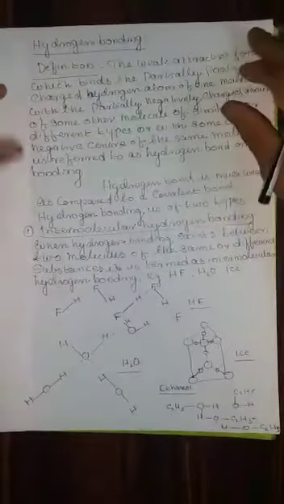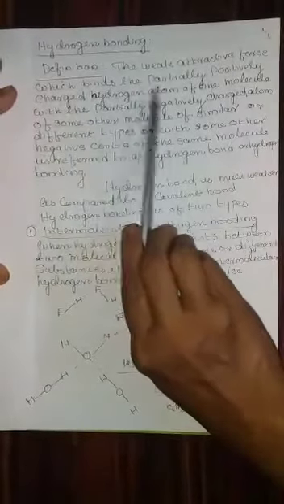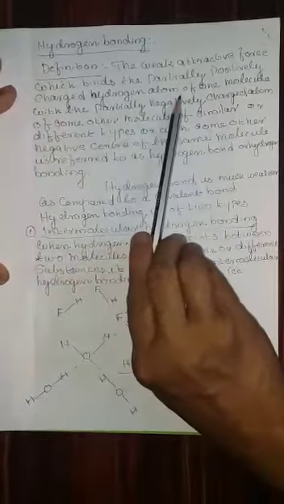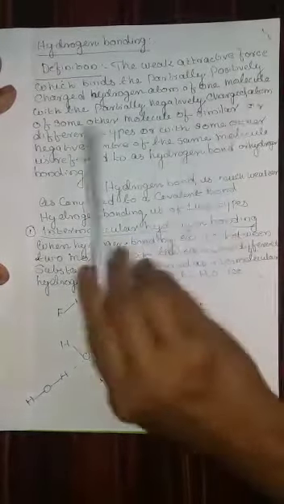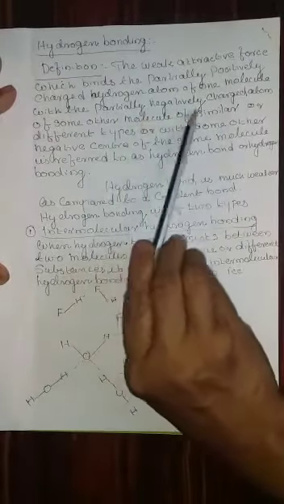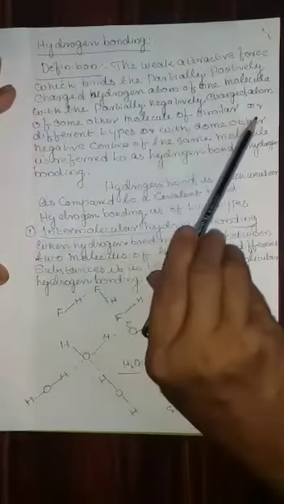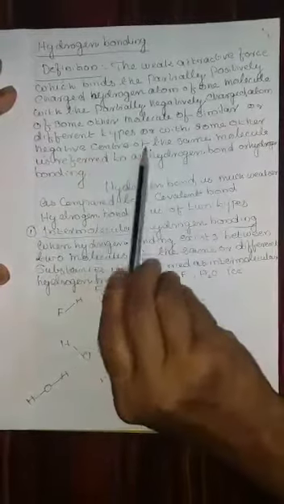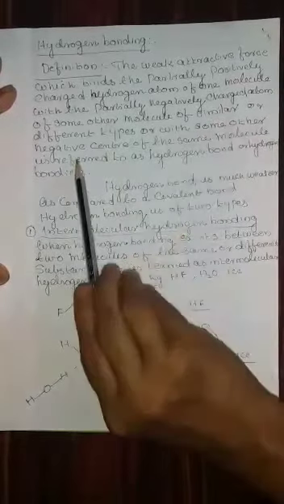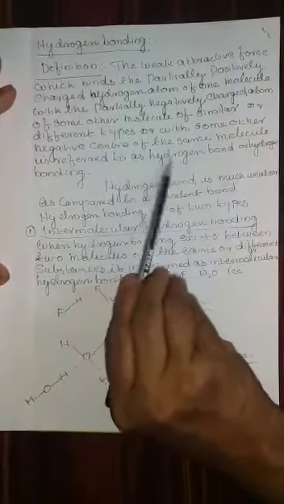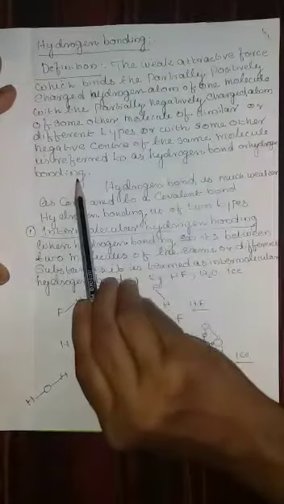Hydrogen bonding definition: the weak attractive force which binds the partially positively charged hydrogen atom of one molecule with the partially negatively charged atom of another molecule, or similar or different types with some other negative center of the same molecule, is referred to as hydrogen bond or hydrogen bonding.